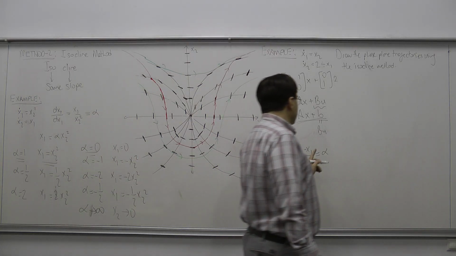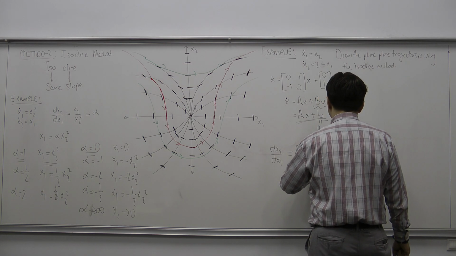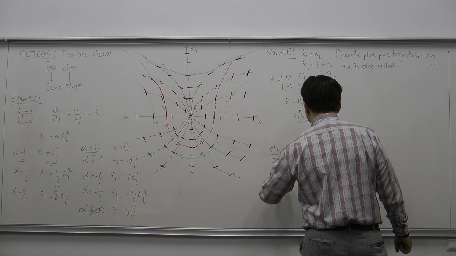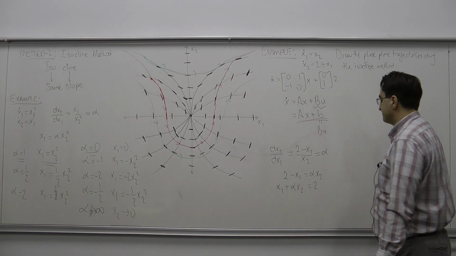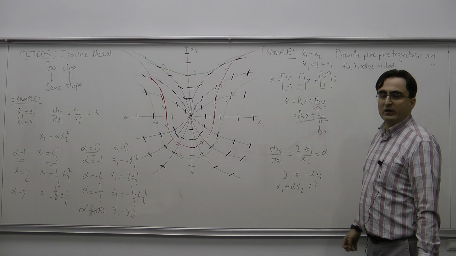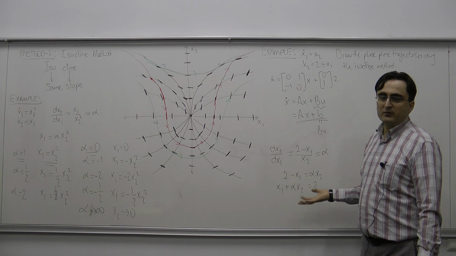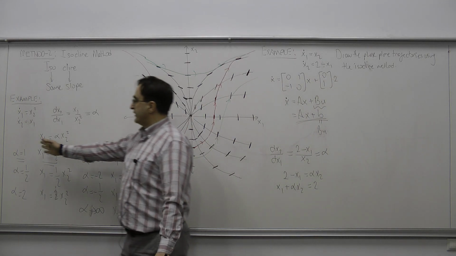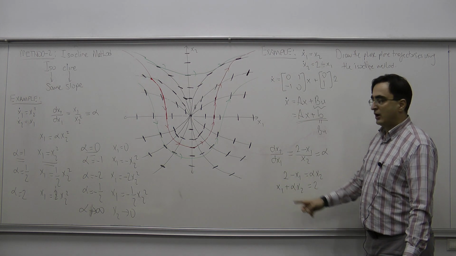Let us try to manipulate this equation just a little bit. So I have 2 minus x1 is equal to alpha x2. Let me collect all of the terms related to x1 and x2 on one side: x1 plus alpha x2 is equal to 2. You might realize that this is an equation for a line, and I need to draw such a line for different alpha values. That is what the isocline method tells us. I need to select different alphas, and I need to draw these lines for each of those alpha values.